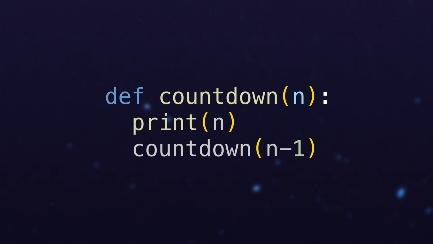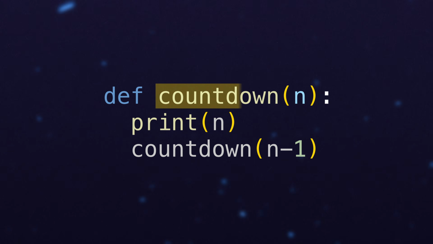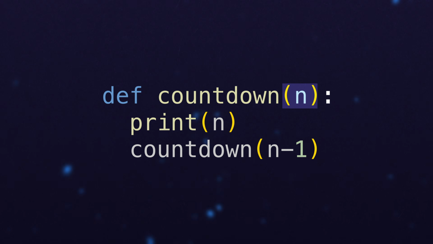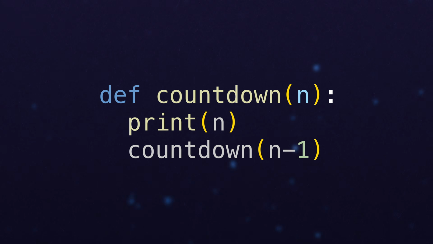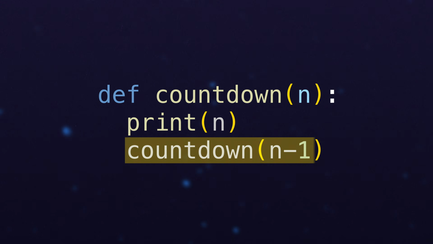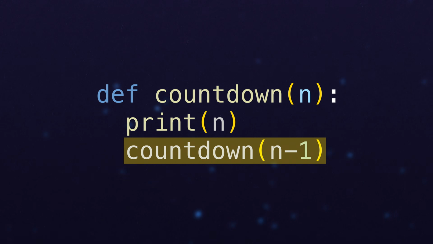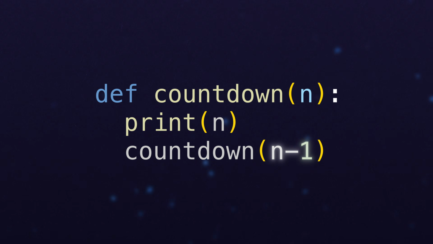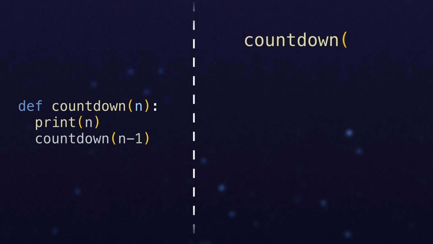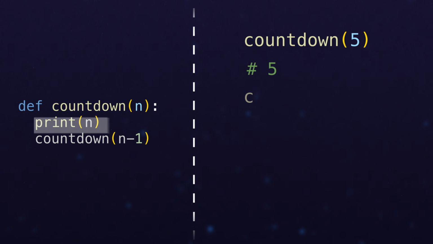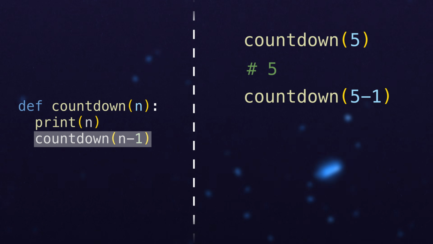Let's take a look at this simple example. We've got a function called countdown, and it takes as input n, an integer. First, it just prints n. After it prints n, it calls itself again, but only after subtracting 1 from n. So what happens if we call countdown and pass in 5 as n? Well, first, 5 is printed to the console. Then countdown is called again, but this time with n-1, or 5 minus 1, which is 4.